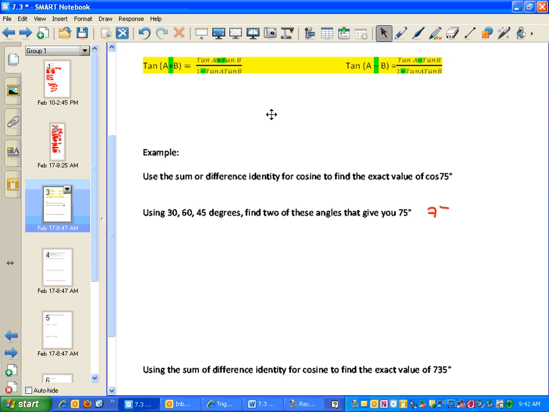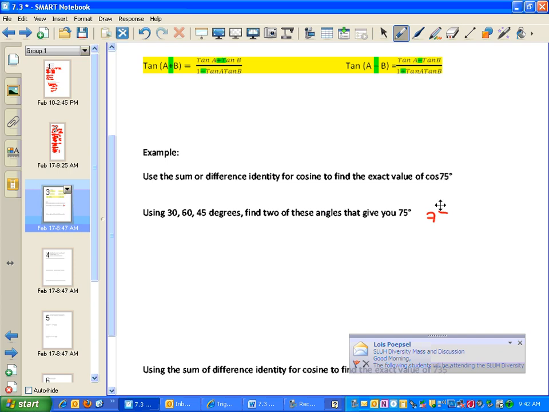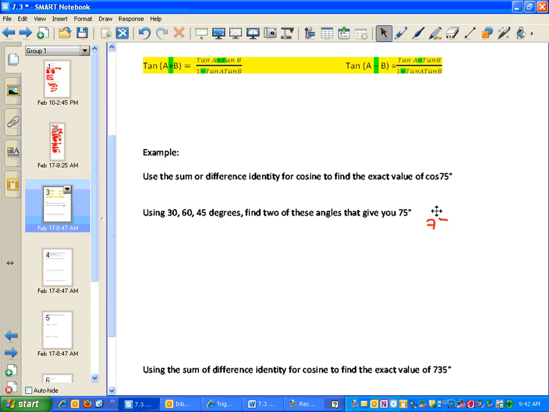All right, so in my mind, 75 is equal to 45 plus 30. Would you agree? Isn't that how you would get 75? Remember, we're trying to use some multiple of 30, 60, 45, 90, okay? Because those are the ones that we know in our mind.